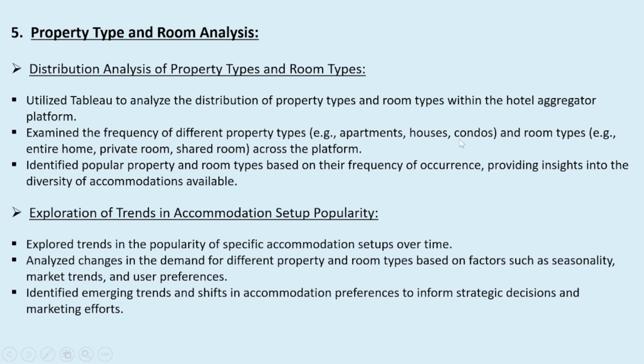Examine the frequency of different property types, for example apartments, houses, and condos, and room types, that is, entire home, private room, and shared room across the platform. Identify popular property and room types based on their frequency of occurrence, providing insights into the diversity of accommodation available.